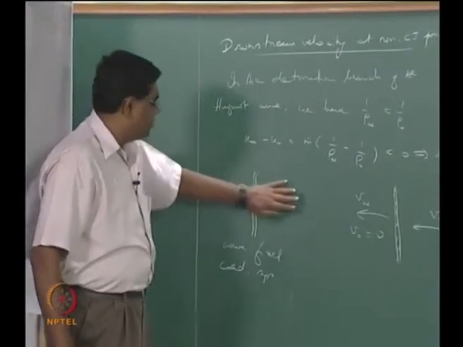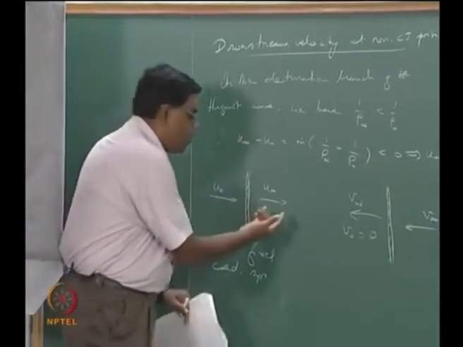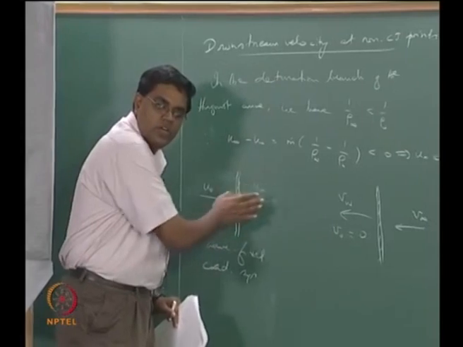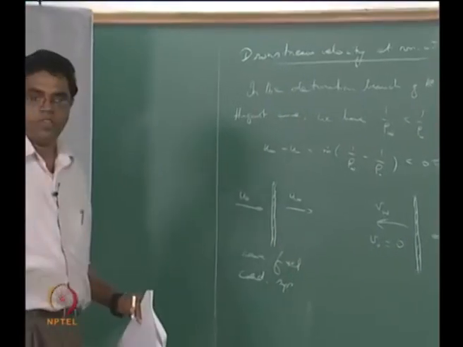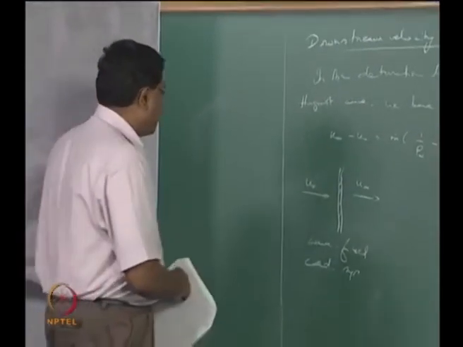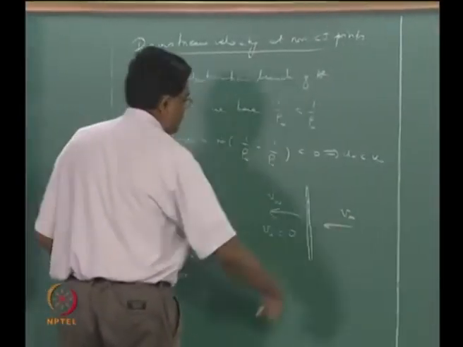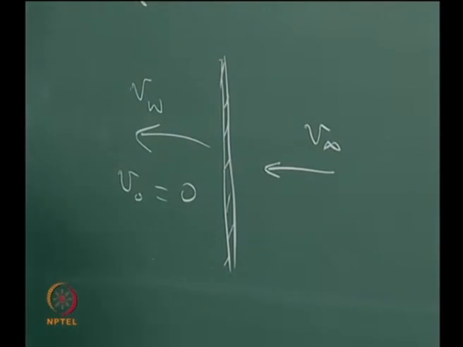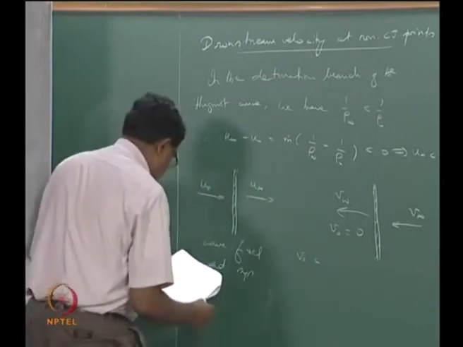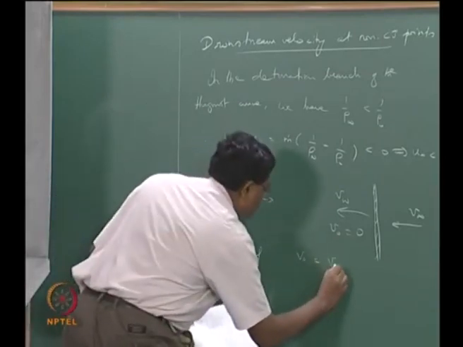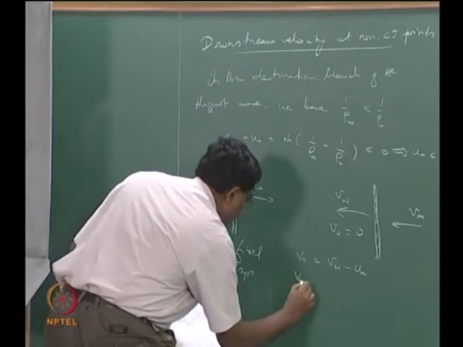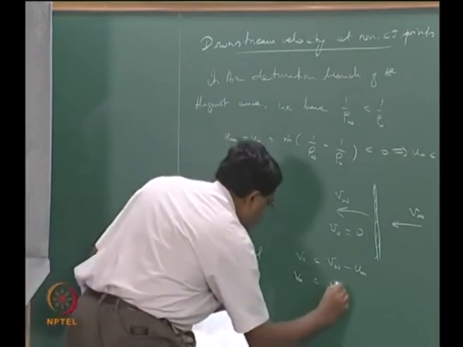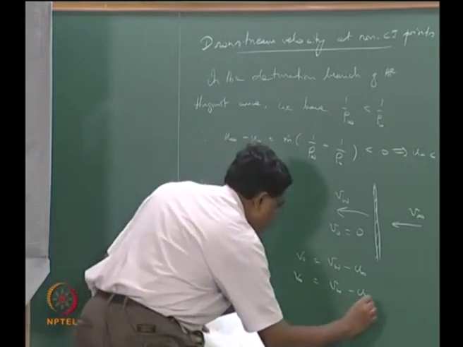If I now subtract u naught from here, the question is, is the arrow going to flip or not? Is it going to continue to be this way or not? That means we want to find out whether v infinity minus u naught is going to be positive or negative. That is exactly what we are looking for, assuming though that this v infinity is going to be in this direction. So let us now do the coordinate transformation. So v naught is equal to v wave minus u naught, and v infinity equals v wave minus u infinity.